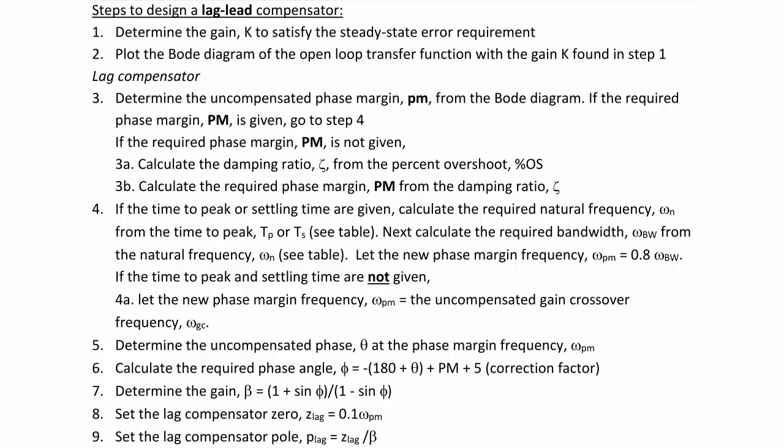Step 5, determine the uncompensated phase theta at the phase margin frequency. Step 6, calculate the required phase angle, phi equal negative 180 plus theta plus the phase margin plus 5 degrees, a correction factor that we put in because the magnitude does drop slightly when we do this. Step 7, determine the gain beta equal to 1 plus sine phi over 1 minus sine phi. Step 8, set the lag compensator zero, Z lag equal to 0.1 omega sub pm. And 9, set the lag compensator pole P lag equal to Z lag over beta.